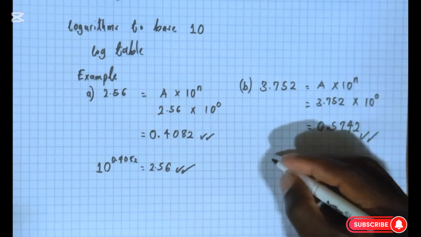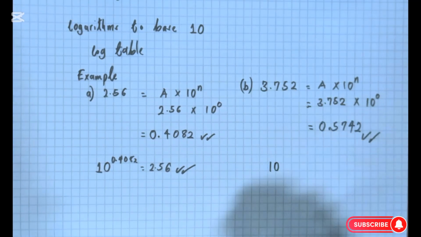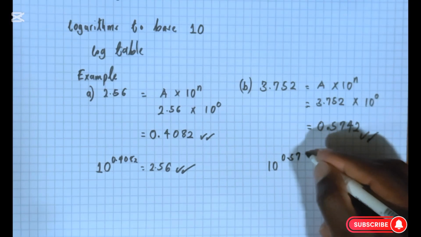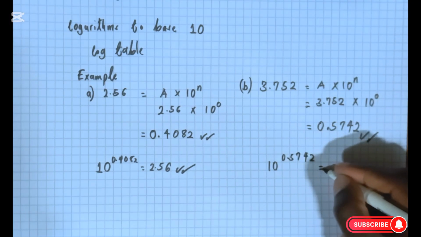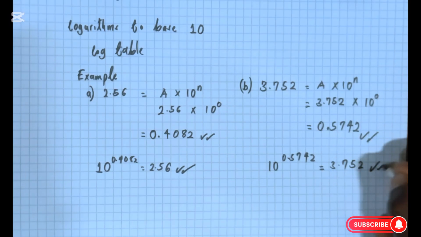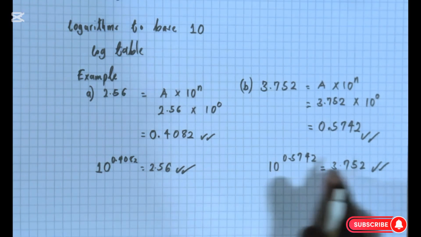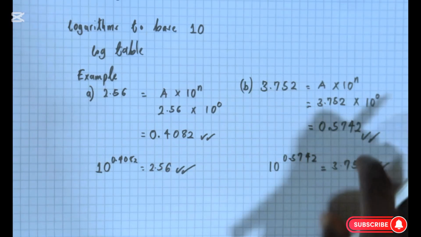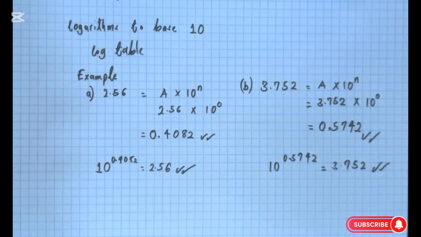So that basically means that because it's in the base of 10, it is 10 when raised to 0.5742 will give us 3.752. So what I am having here is what we call the index notation. So this is the index notation of this particular problem right here.